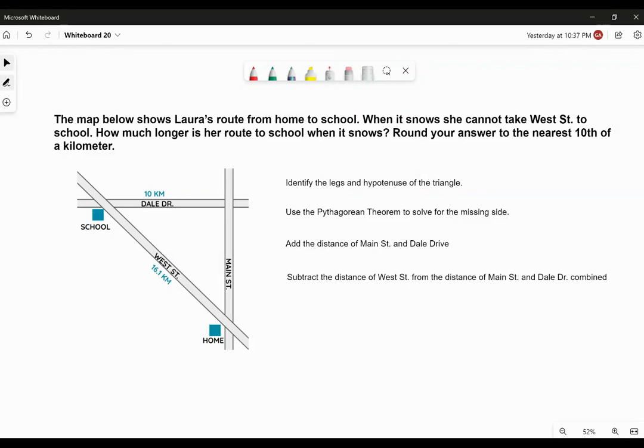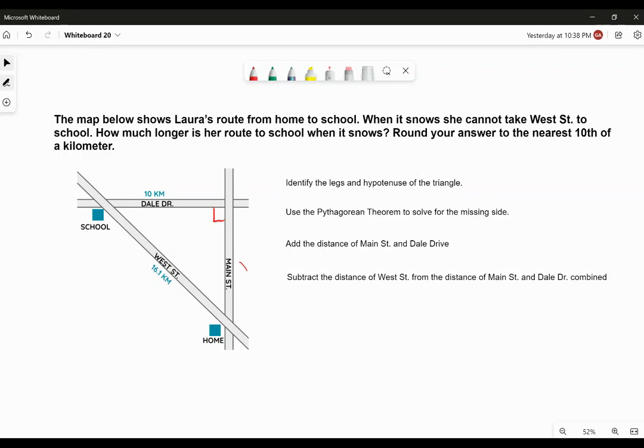Those three streets form a right triangle, with the right angle being located at the intersection of Main Street and Dale Drive. So we're going to use the Pythagorean theorem to help us solve for the distance that she'll take from home all the way up Main Street till she reaches Dale Drive. And then from there, we can continue on with some more steps to the problem. So let's focus on that first step of solving for Main Street.